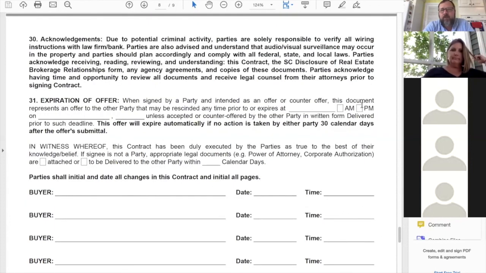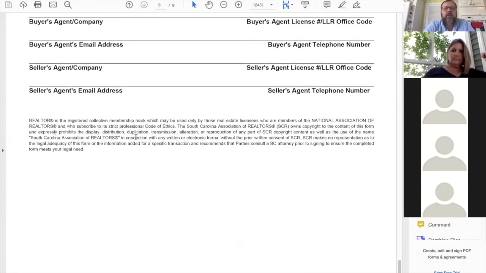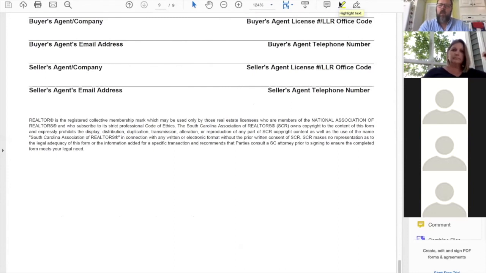Expiration of offer basically says when you're going to return with an answer. Make sure if you do return and the expiration of the offer was today at 5 and you respond today at 4:30, that you've extended the expiration of the offer so they can then counter. And then everyone's signatures and contact information after that.